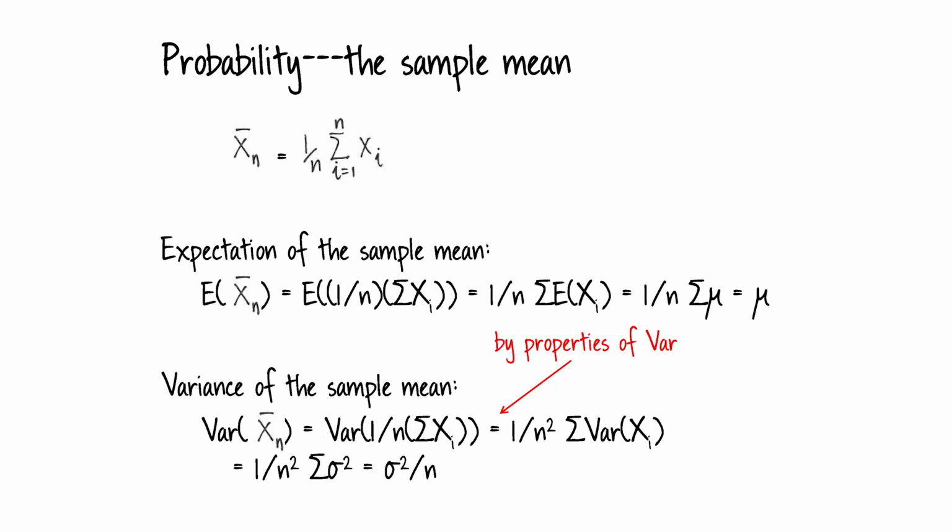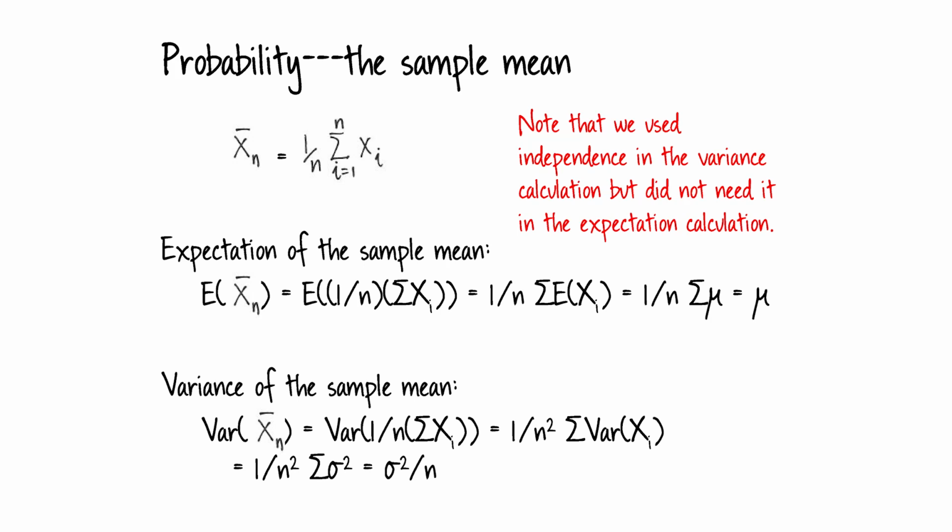Why isn't it divided by n squared? Oh, because we're adding up n of these. We've got n of these, and then that's divided by n squared.